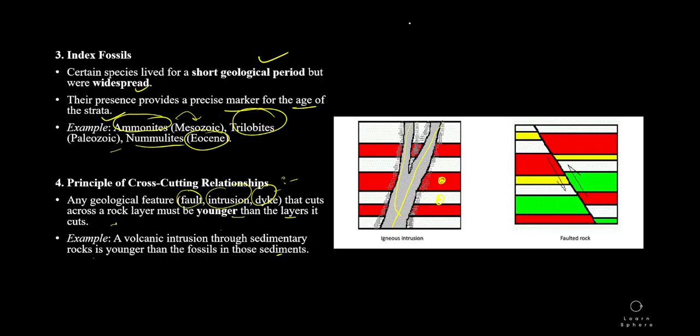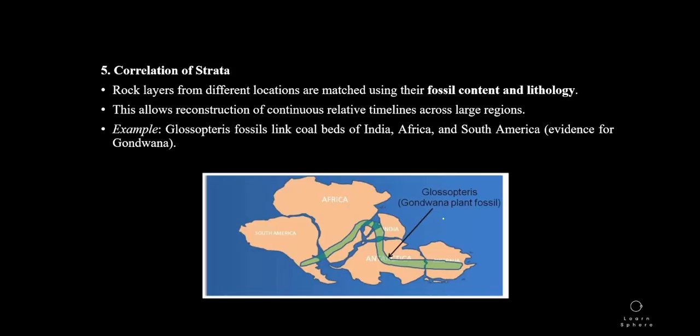Sorry, according to this principle, the geological feature is younger, not older. Okay, the volcanic intrusion through sedimentary rocks is younger than the fossils in those sediments. It means these intrusions are younger or developed later. Okay, the fossils are older. Clear? Then correlation of strata.